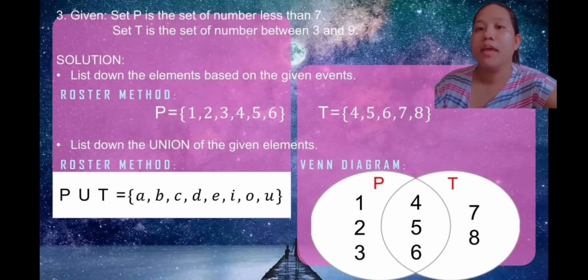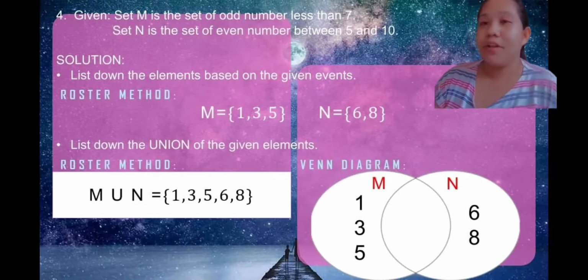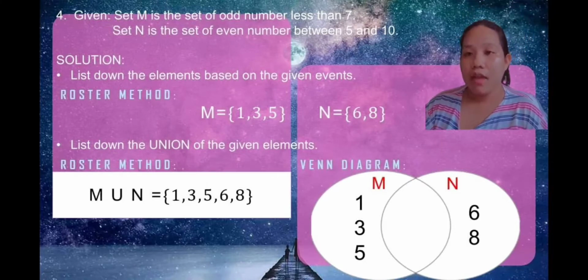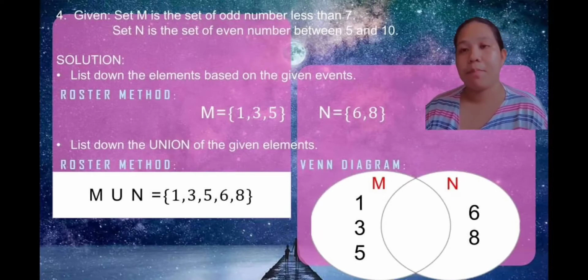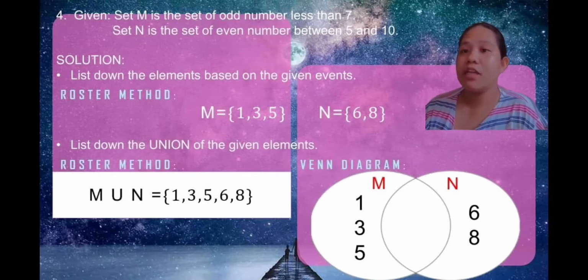So, next example. Katulad din to nung last example which is the example in number 3. So, given set M is the set of odd number less than 7. Set N is the set of even number between 5 and 10. So, katulad ng ginawa natin kanina, hahanapin muna natin yung elements based on the given events.